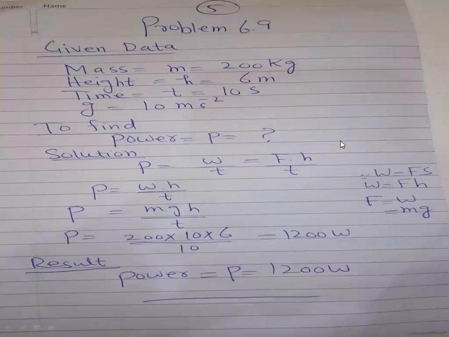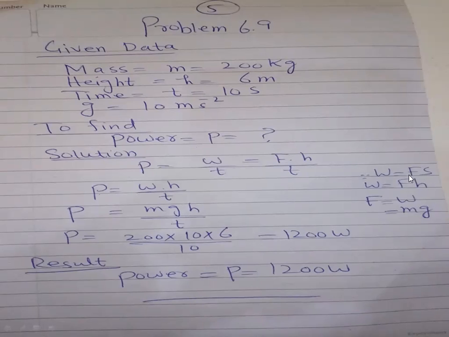Mass is given to me, 200 kilograms, which is already in SI unit. Height is 6 meters, also given, and time is 10 seconds, and the value of g you know is 10 meter per second square, the acceleration due to gravity. In this numerical, we are asked to find power. The power formula is P equals W by T. Work done per unit time, the rate of doing work, is called power. When we discussed chapter number 6, we studied this formula, P is equal to W by T.